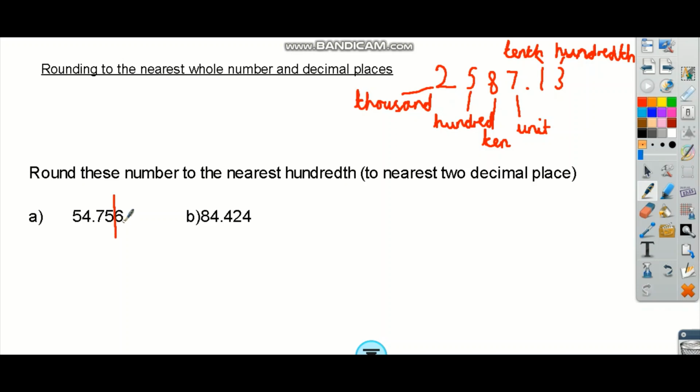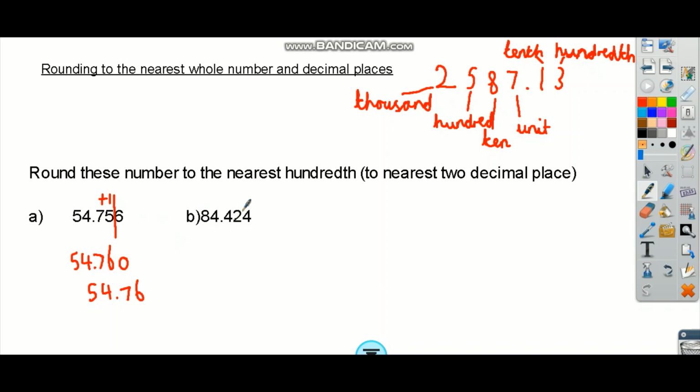Then we see whether the number after the line is bigger than 5 or less than 5. Now 6 is bigger than 5, so we add 1 to the number before the line, which is 5. So 5 plus 1 is 6, and then we put 7 down, 4 down, and 5 down. We also put the decimal point down as well. And then we turn the 6 into a 0. So the answer is 54.76.